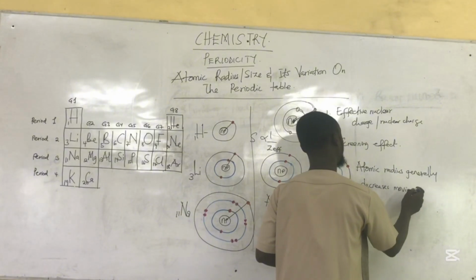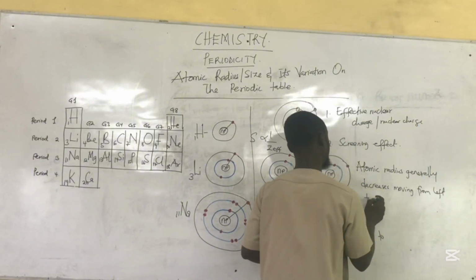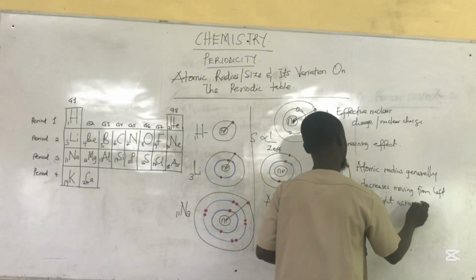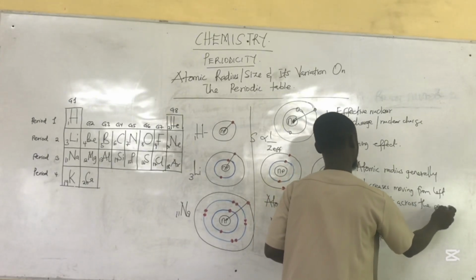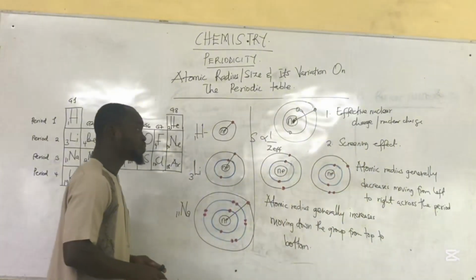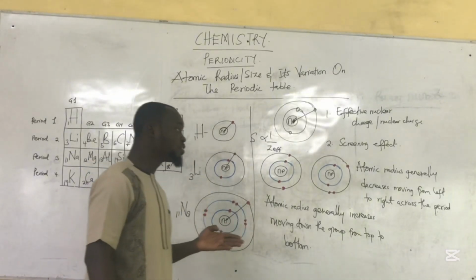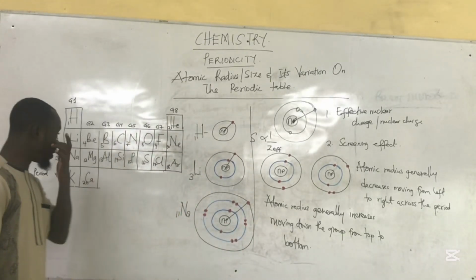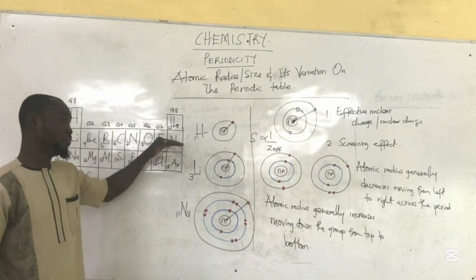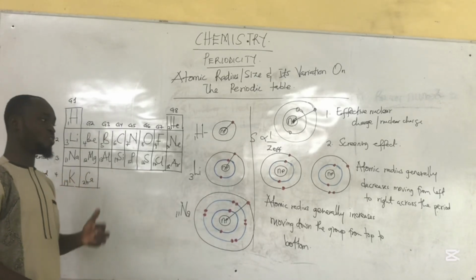moving from left to right across the period. The radius of the atom, so atomic radius generally decreases, moving from the left to right across the period. So moving from the left hand side across horizontally, there is a reduction in the radius of the atom.